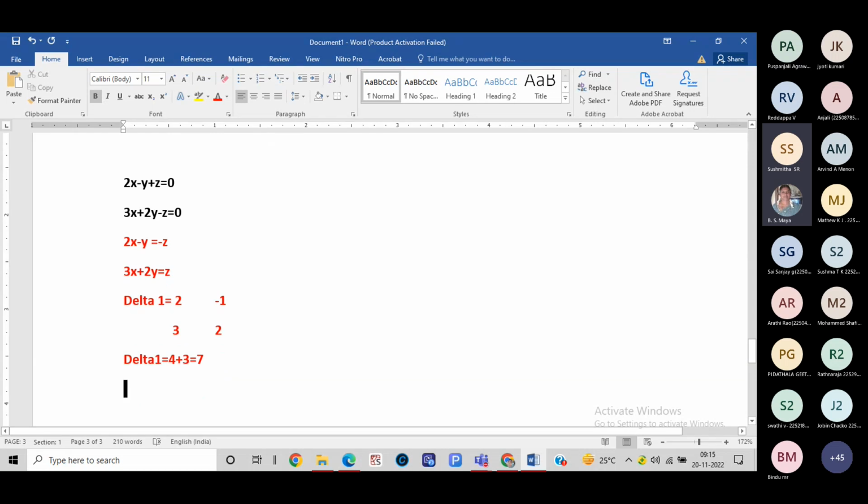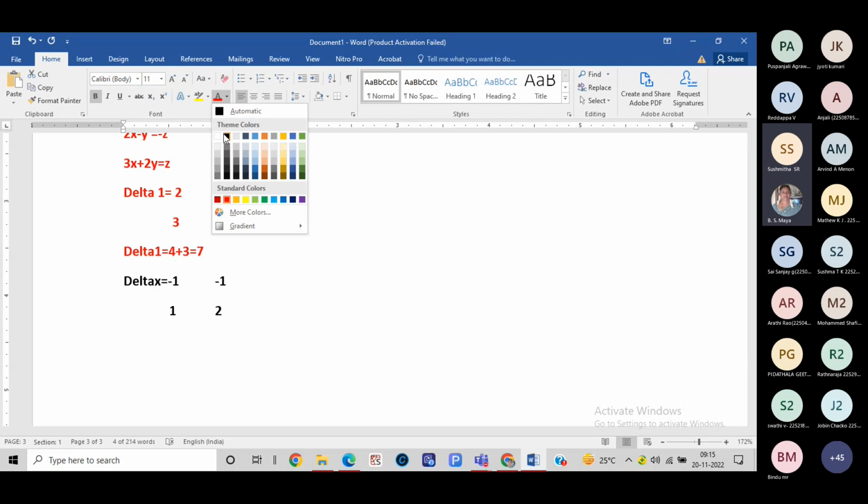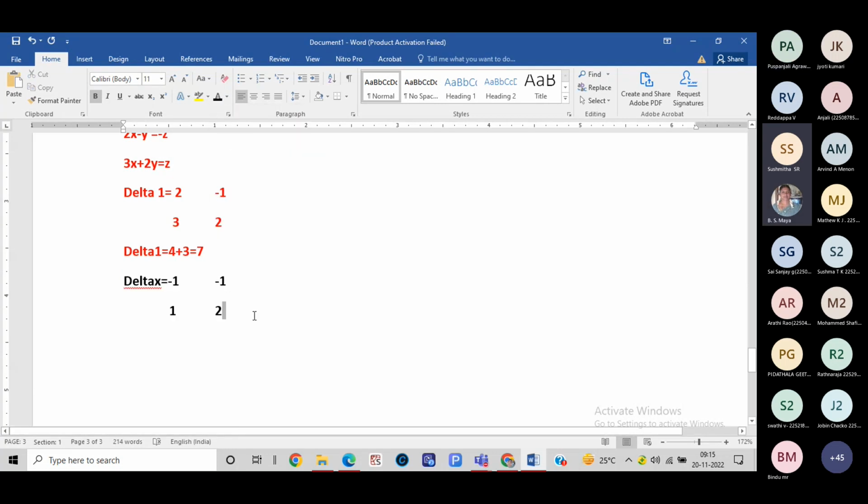Okay, how to find delta x? Delta x is equal to, you are replacing by what? The z value, minus z. The x component you are replacing by this one, minus 1. The first column as it is I am writing, the next one plus 1. After that these two as they are. Any doubt? No, ma'am. These steps any doubt? No, right? Now what's delta x?